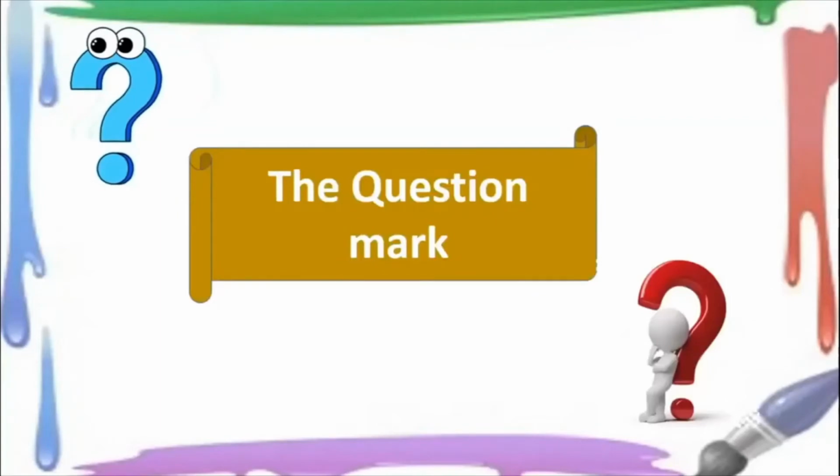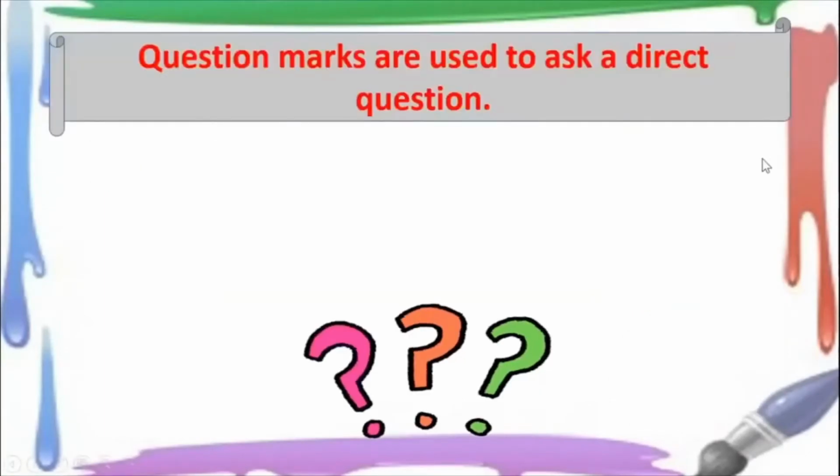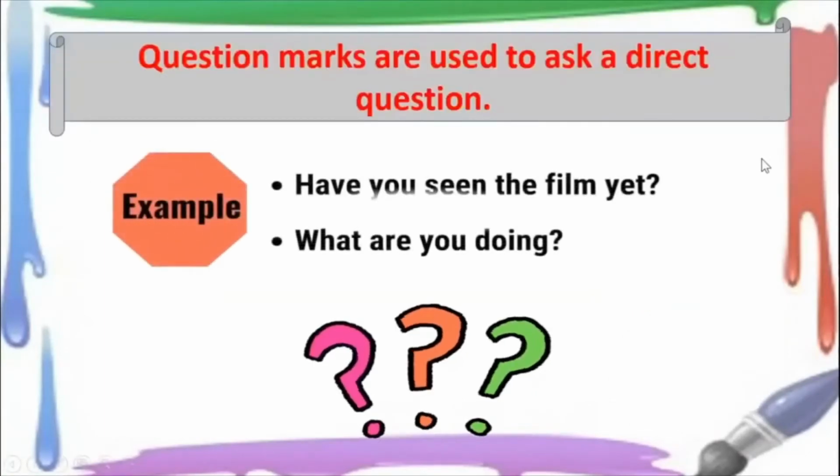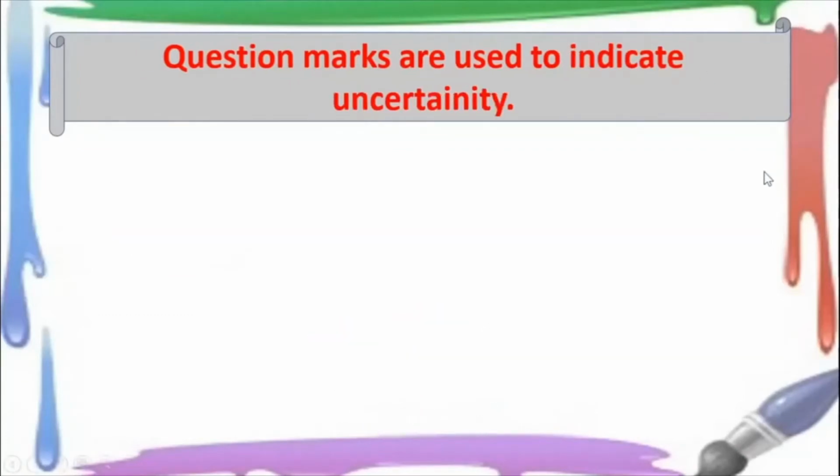Let's go to our third punctuation mark for today, and that is the question mark. So let's see what a question mark is. Question marks are used to ask a direct question. For example, "Have you seen the film yet?" So you're asking someone whether they have seen the film. "What are you doing?" Again, that is a question, so you're using a question mark.